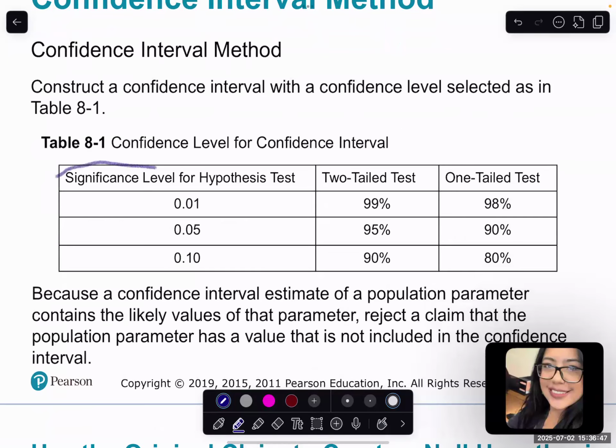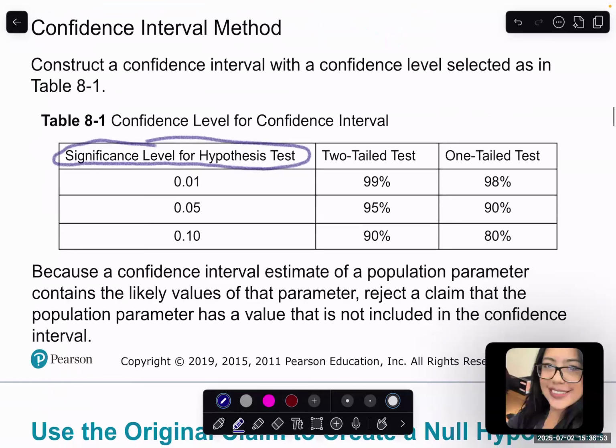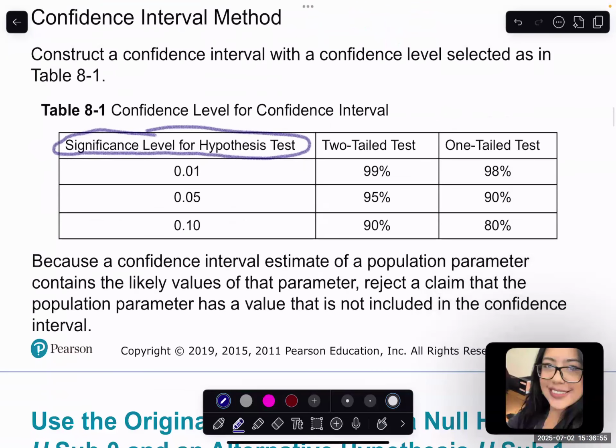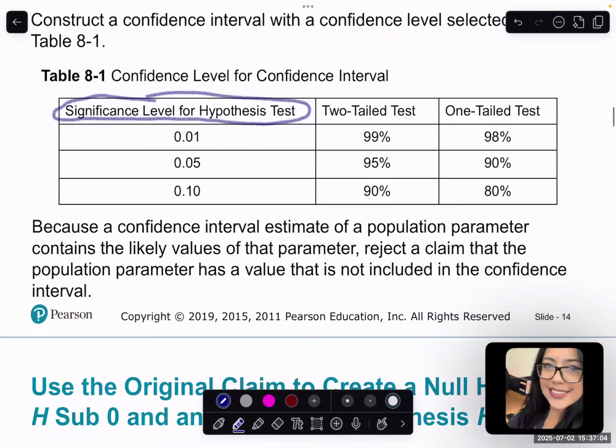Depending on the significance level of the hypotheses, we are going to do either a two-tailed test or a one-tailed test. Because a confidence interval estimate of a population parameter contains likely values of that parameter, we reject the claim that the population parameter has a value that is not included in the confidence interval. So based on a confidence interval, we determine whether we will reject a claim or not.